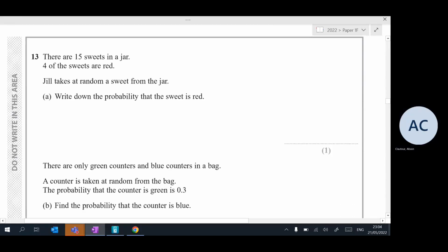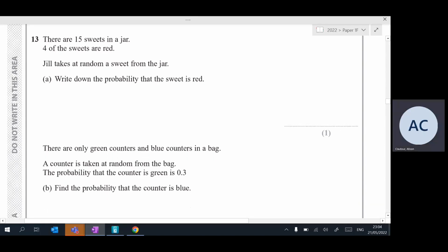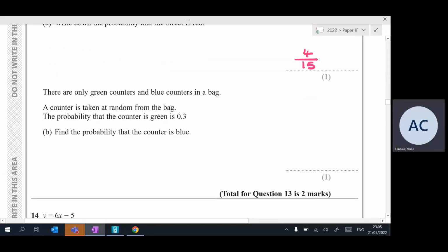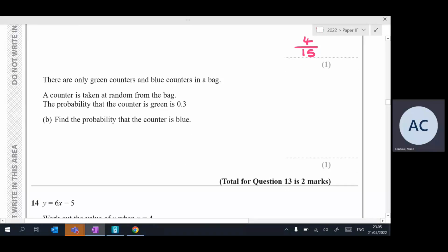Question 13. So we've got 15 sweets in a jar and 4 are red. So therefore the probability of being red is 4 out of 15. We've then got green counters and blue counters in a bag. The probability the counter is green is 0.3. So find the probability that is blue. If it's green or blue, there's only 2 options you can have. So in other words, we're asking for the probability that is not green. So we can do 1 take away 0.3 to get 0.7.